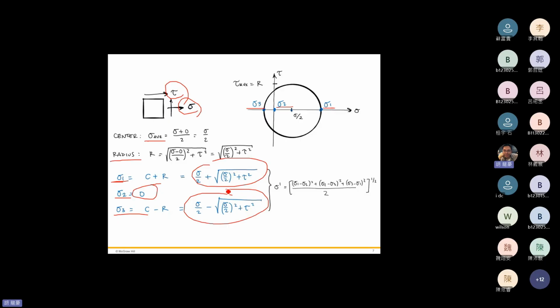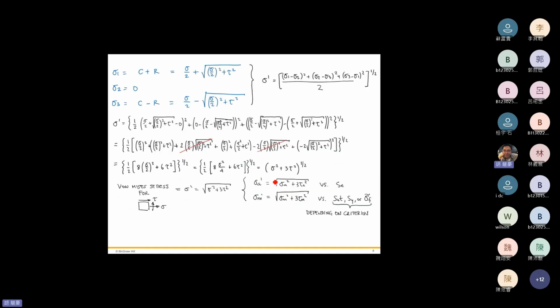If you still remember the von Mises stress, sigma prime, we can plug those sigma 1, 2, and 3 in here. Just play with some math, and finally we get the von Mises stress, sigma prime, equals the square root of sigma squared plus 3 tau squared.